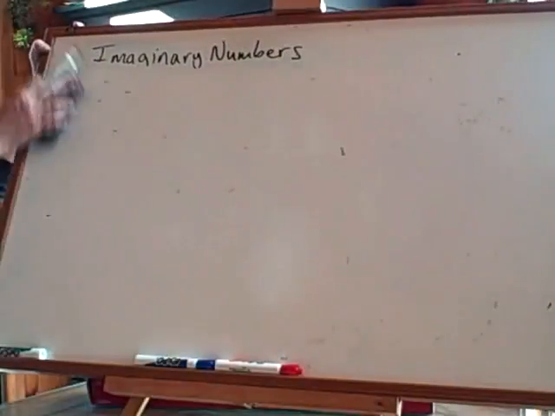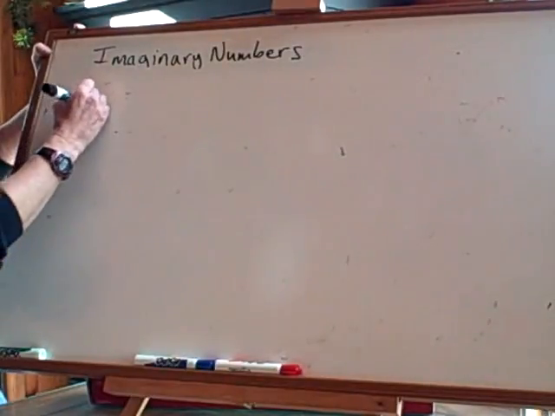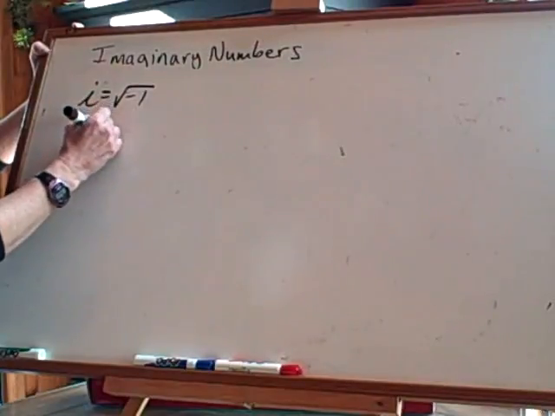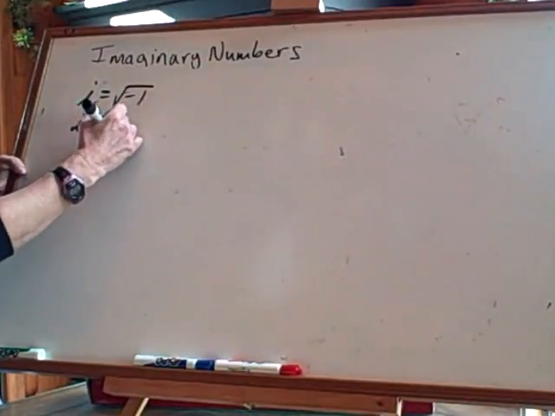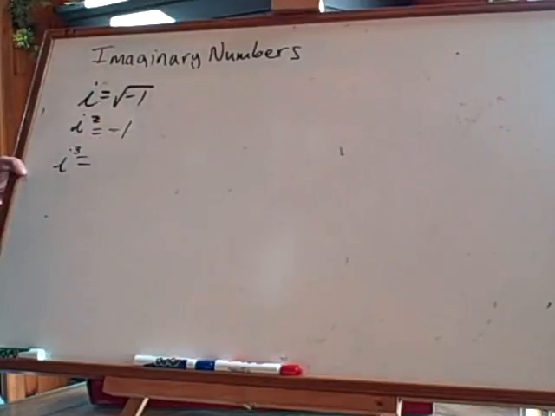These aren't real because we're dealing with square roots of negative numbers. Okay? All right, so i equals the square root of negative 1. i squared equals what? Negative 1. i cubed. I'm just writing it down. You don't have to rewrite it.